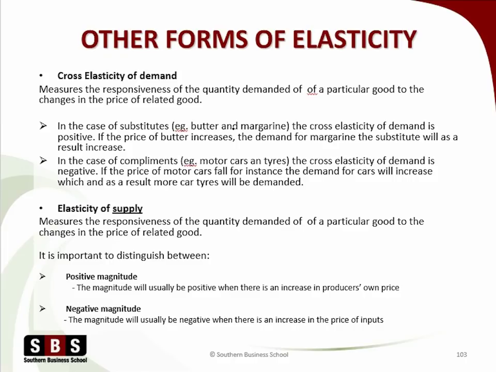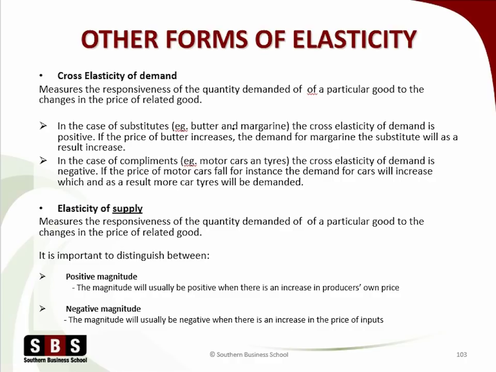Cross-elasticity of demand relates more or less back to the previous slide. It measures the responsiveness of the quantity demanded of a particular good to changes in the price of a related good. It comes back to price elasticity, whether it's a substitute or a related good. See, there it talks about substitutes again, and there is exactly what I said now, your tires and the motor car. That is a related good or complementary good.